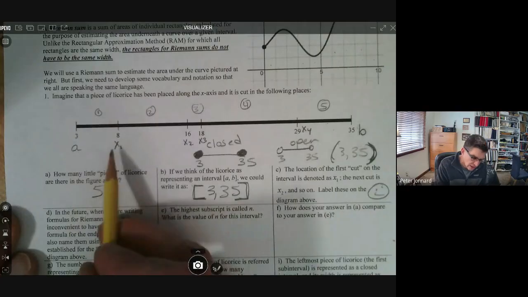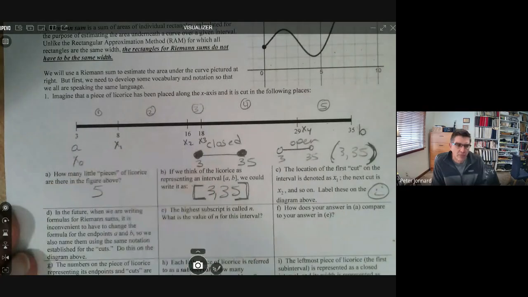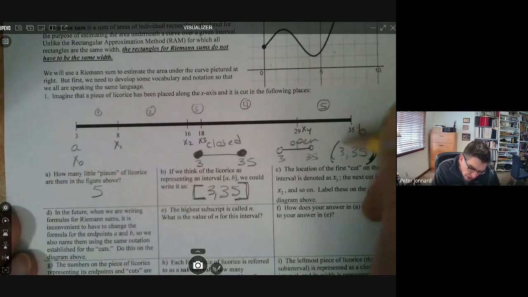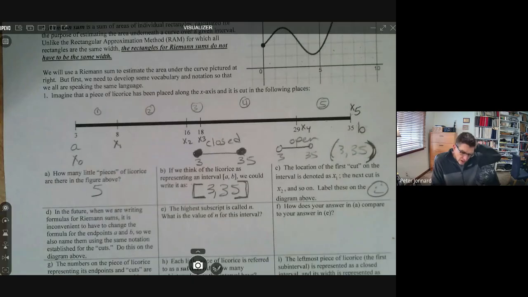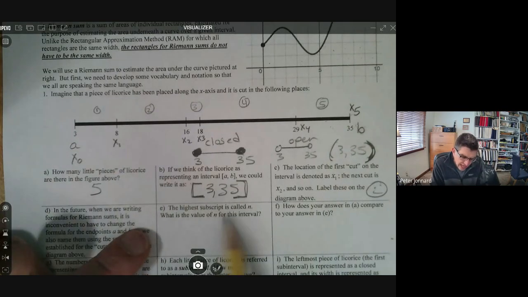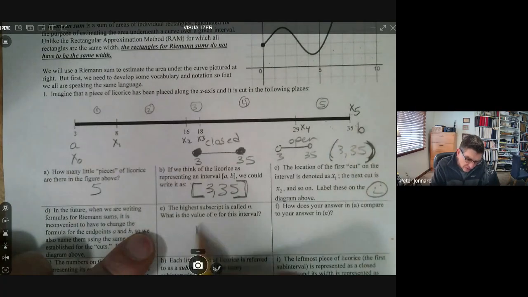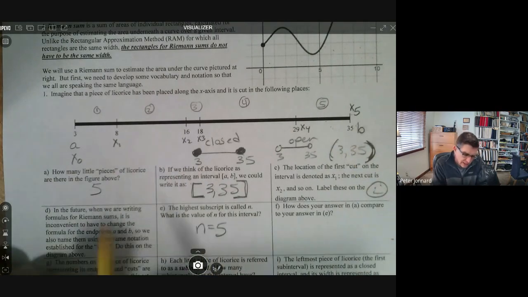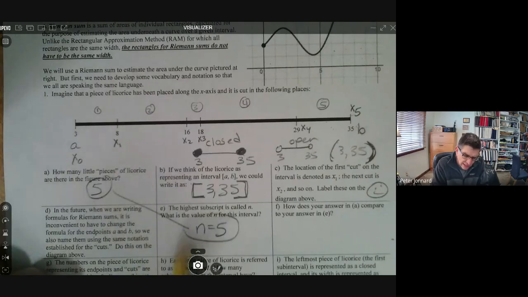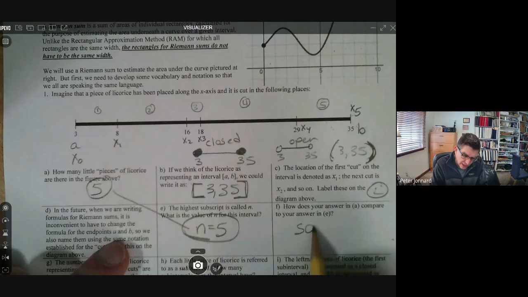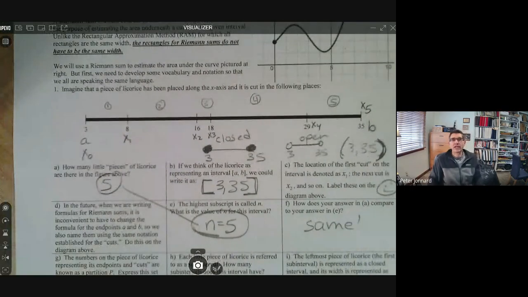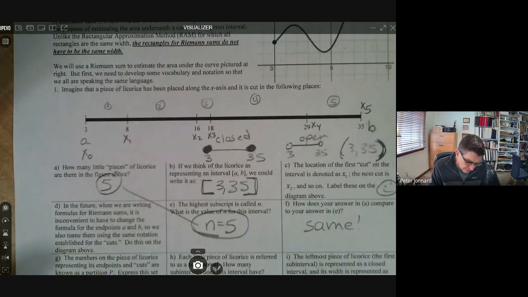And so what we'd like to do is just extend this same exact notation. Instead of calling this A, we could just call that x sub 0 or x sub naught. And then this would be, as I wrote earlier and then erased it immediately, x sub 5. The end of the fifth interval would be x sub 5. Okay, the highest subscript is called n. What is the value then for this interval? Well, the highest subscript here is 5, so n equals 5, which is really handy because that is the exact same thing as this. There are 1, 2, 3, 4, 5 subintervals, and so it is the same. And that's helpful and handy that it works out that way.